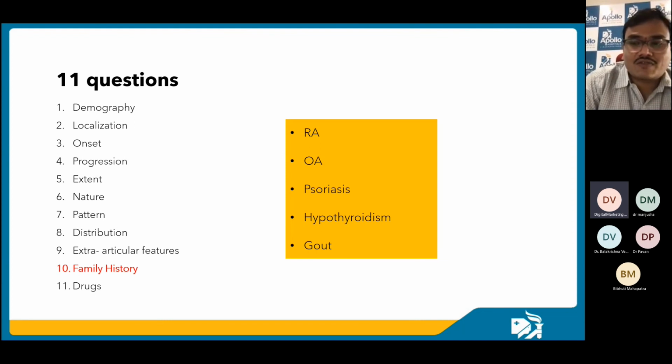But when you ask their family history, if there is psoriasis in a first degree relative, you treat them as a high risk for psoriatic arthritis. As I said earlier, hypothyroidism has like a 40% association with all our autoimmune connective tissue diseases.